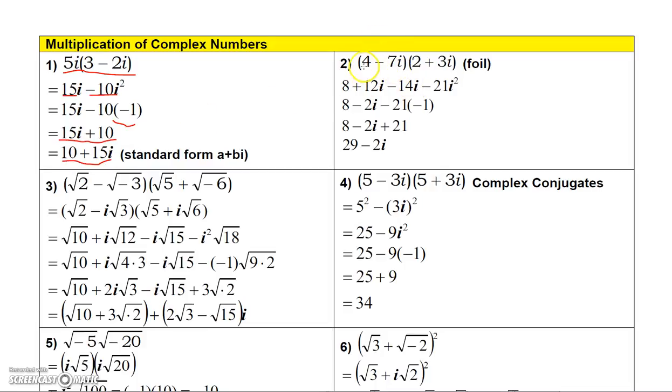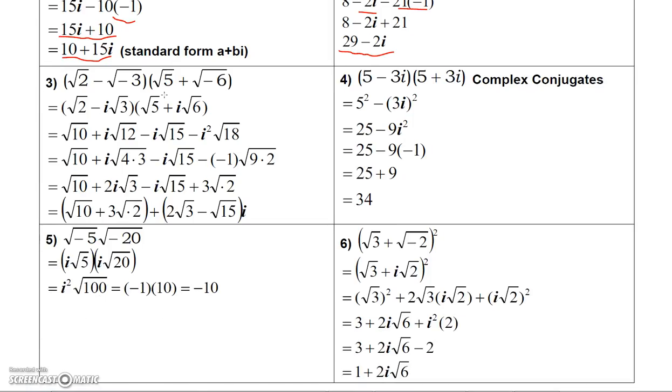Number 2, we're going to FOIL. So the first times the first is 8. The outer product would be 12i. The inner product would be minus 14i. And then the two last terms multiplied together would give me 21i squared. And remember, i squared is negative 1. 12i minus 14i is negative 2i. And so now I have 8 minus 2i, and that's going to be plus 21. So I have 8 plus 21, which is 29. And so I have 29 minus 2i.